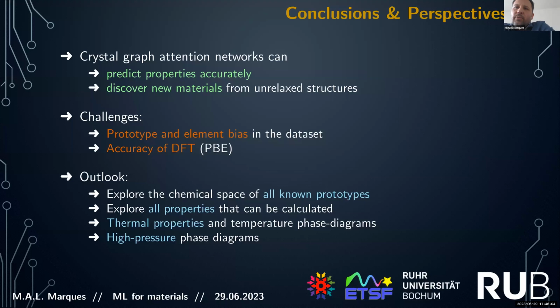And what we are currently working on is to finish exploring the chemical space of all known prototypes to get a real view of the large majority of materials that can be produced in the lab. This is possible in the next couple of years. To explore all properties that can be calculated. Any property that can be calculated can be machine learned in this way, and using transfer learning techniques, sometimes in a very efficient way.